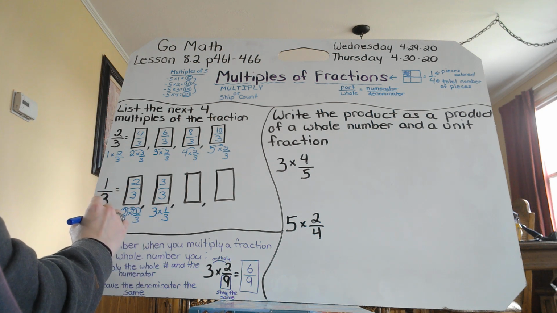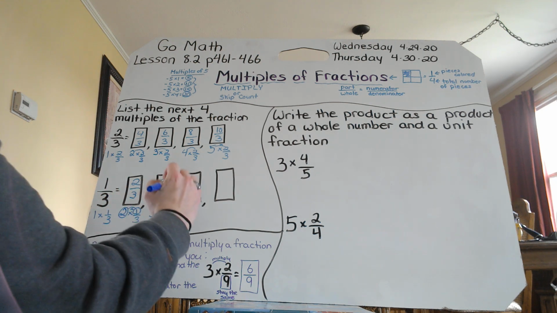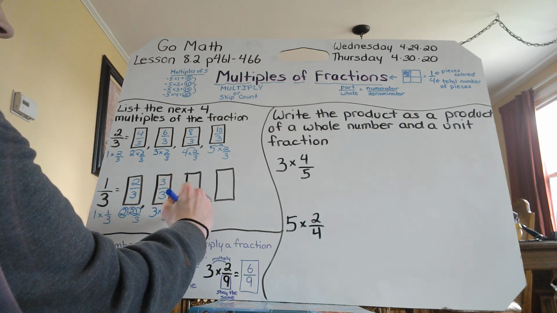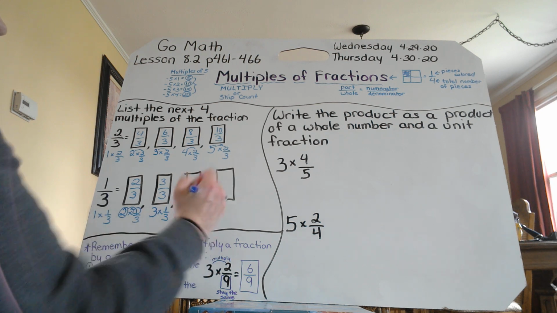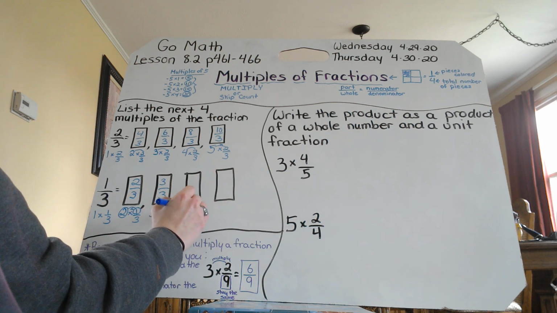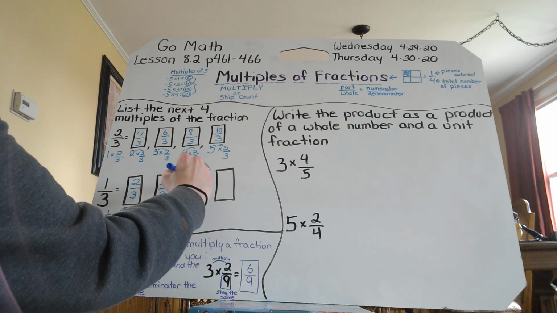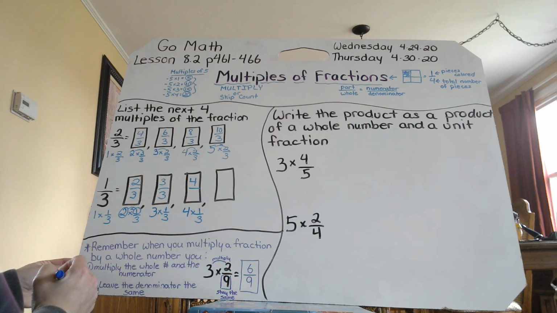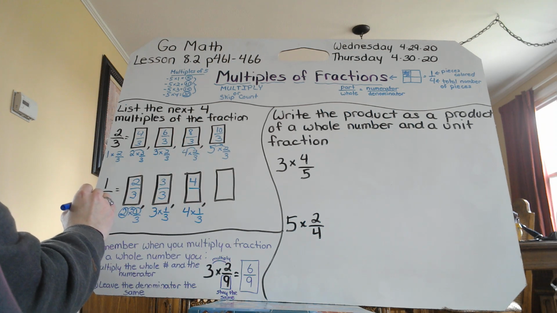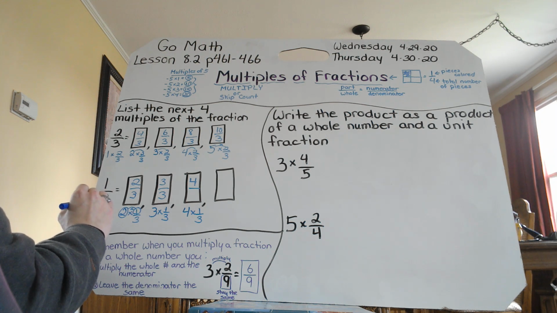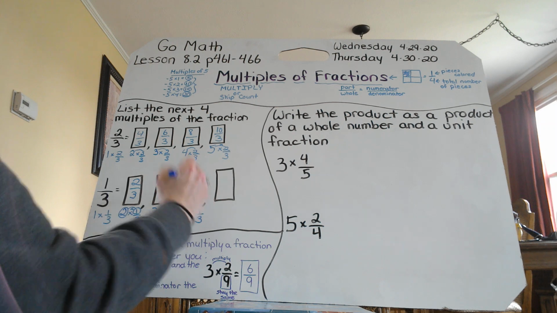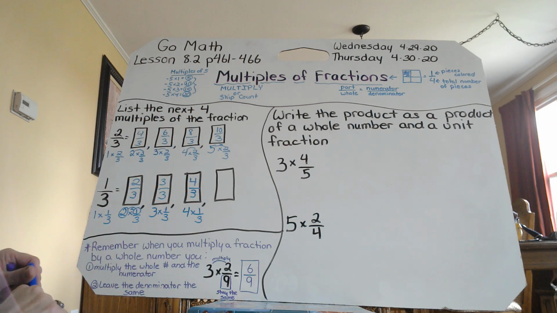So I have 1 times 1/3, 2 times 1/3, 3 times 1/3. I'm going to move on with 4 times 1/3. 4 times 1 is 4 over my denominator, which I know because that's the fraction that I started with. I know that this is my denominator right here. 4/3, or 4 over 3.